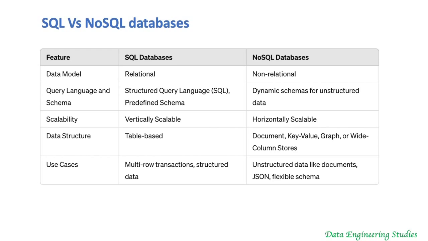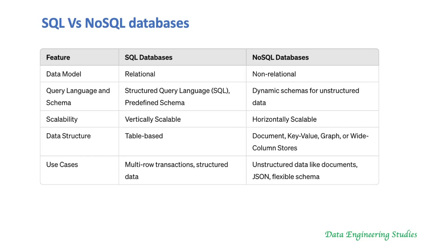SQL database is vertically scalable, while NoSQL database is horizontally scalable. SQL database is relational, whereas NoSQL database is non-relational. Relational means that tables are related to each other by means of primary key and foreign key. This allows joining multiple tables using join condition in the query, while NoSQL database is non-relational.